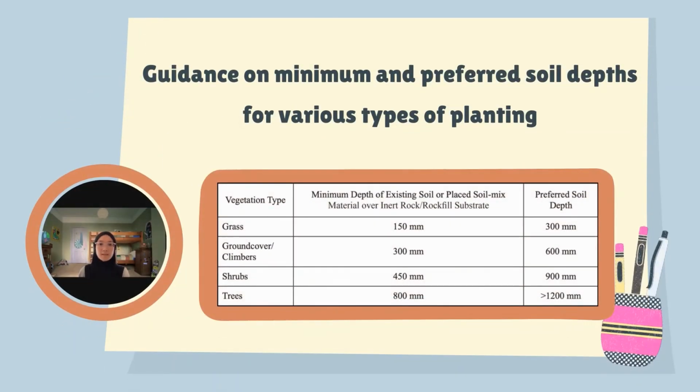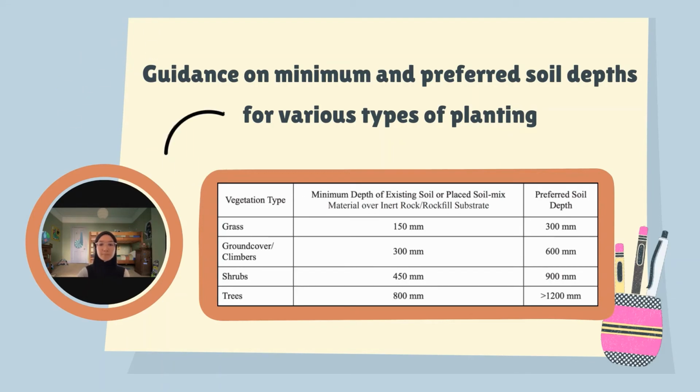Soil analysis should be taken into account as well regarding the local soil profile, and identify the dominating soil horizon present on the completed surface. pH, salinity, nutrition levels, and texture such as water holding capacity are all factors to consider. The table below provides guidance on minimum and preferred soil depths for various types of planting according to the British standard. And that is all from me.